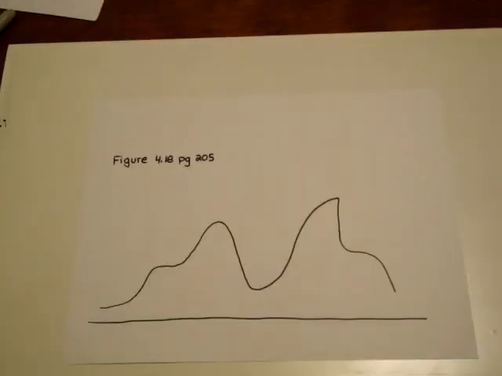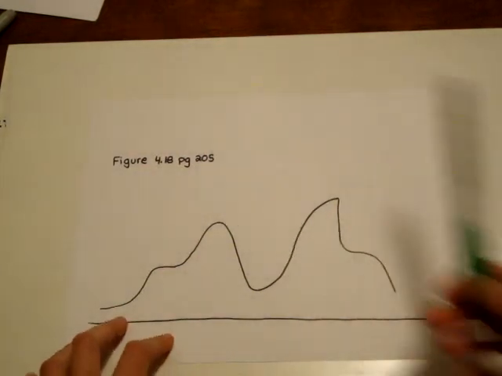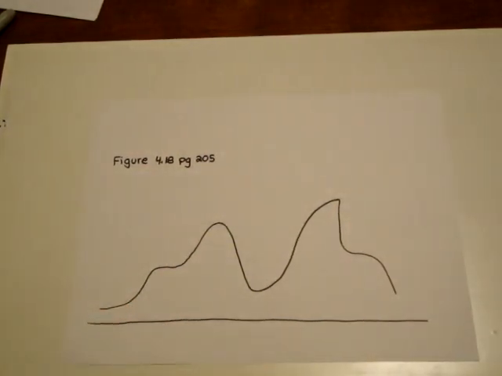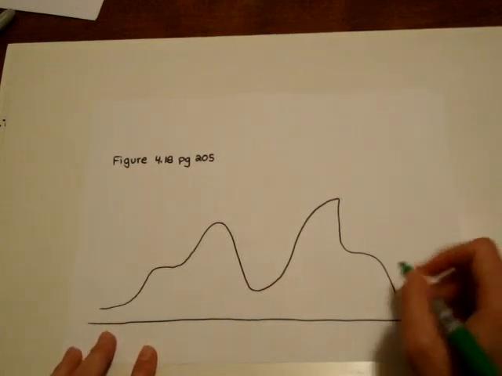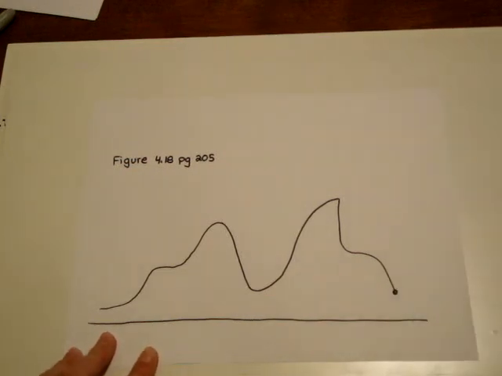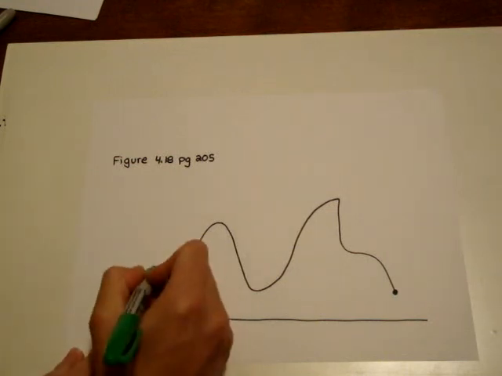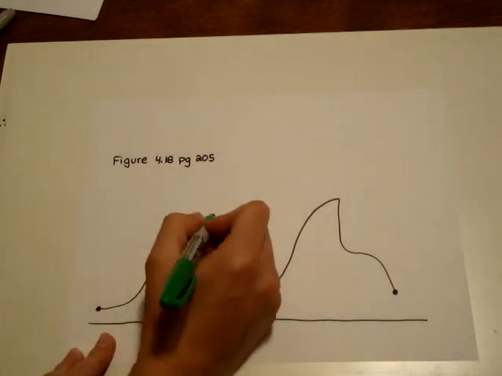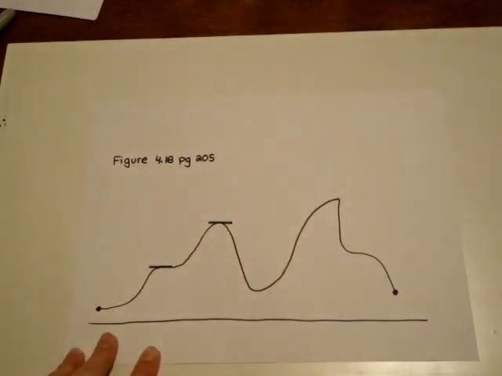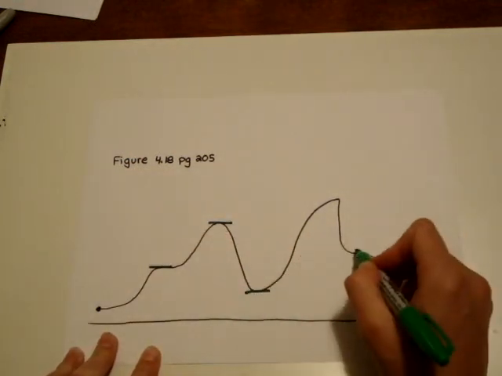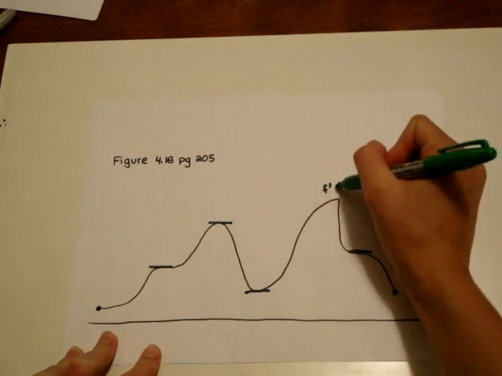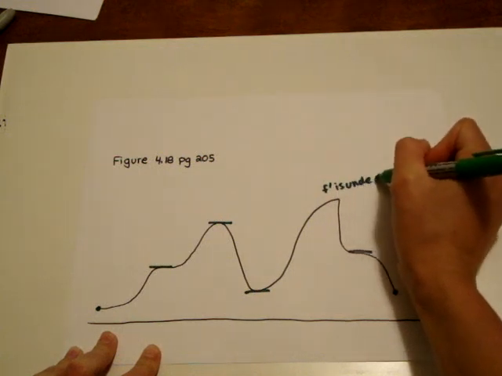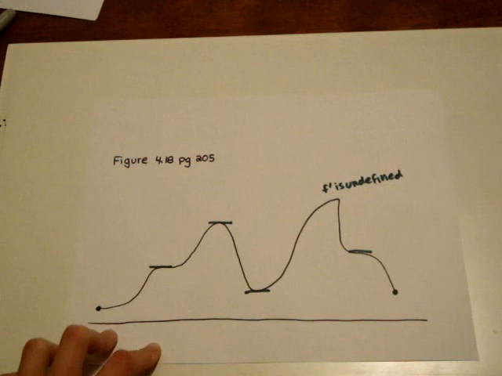Now we'll look at a figure from page 205 in your book, figure 4.18. It's a really good visual representation of what today's lesson will be. When we're looking for local or absolute extrema, we always want to look at our endpoints, which are very important, where f prime is equal to 0, which will be at these points, and where f prime is undefined, which is here. These are really important values to look at.